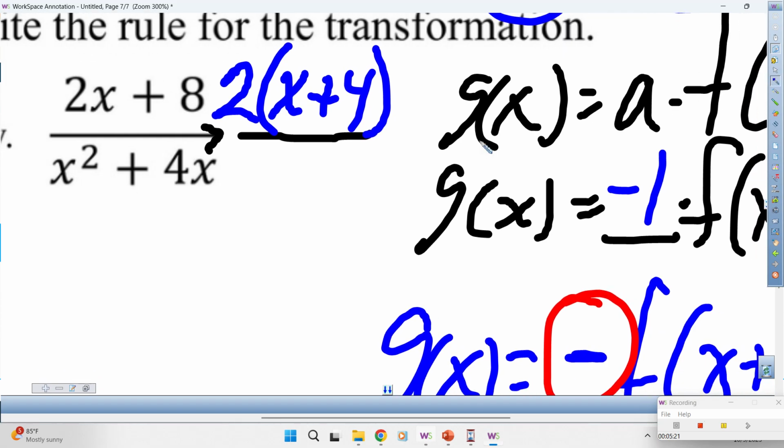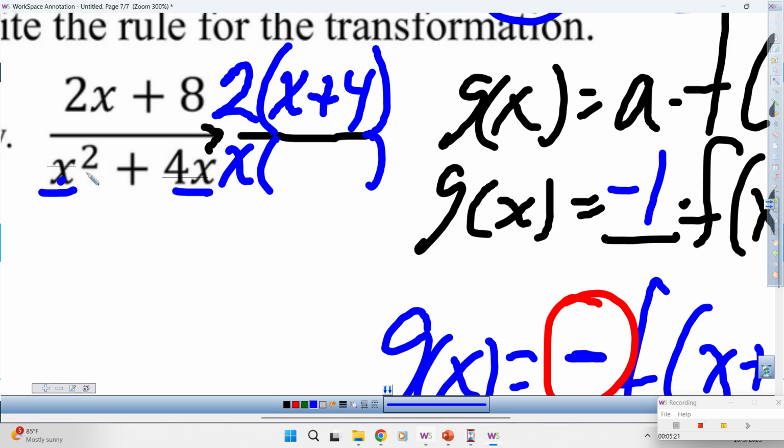Next, what is GCF for the denominator? What do both of these have in common? An x, that is correct. So if we took out an x from here, we're left with x. If you took out the x from there, we're left with 4.